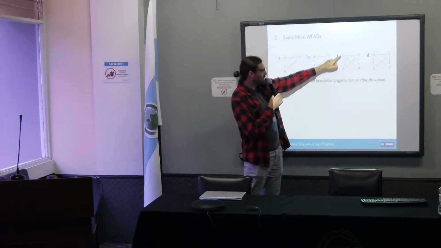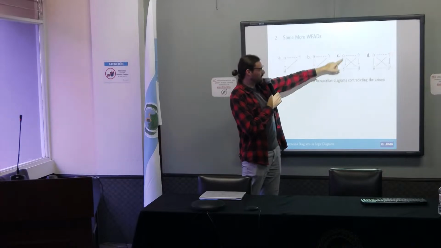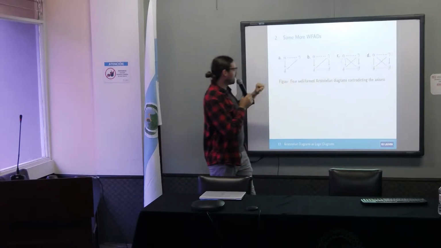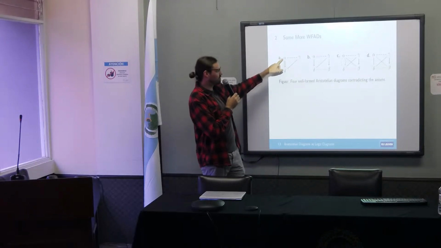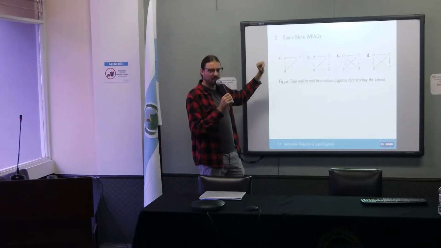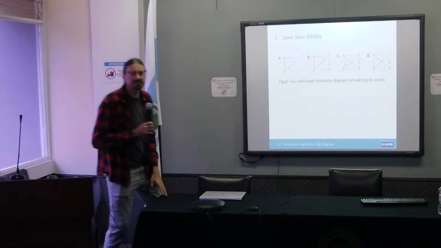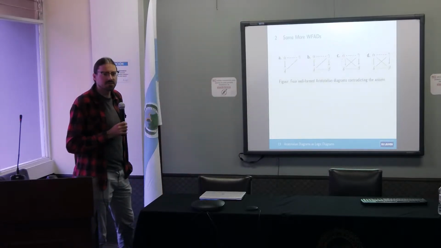For example, here from alpha to delta, there's both an arrow and a dashed line. And here there is nothing that's contradictory to this alpha.